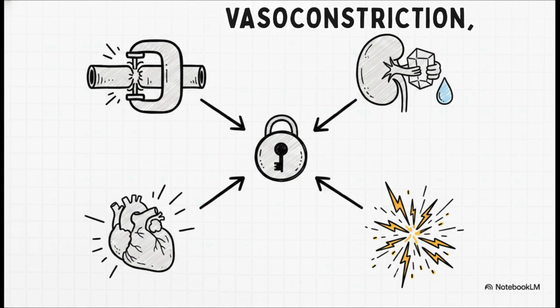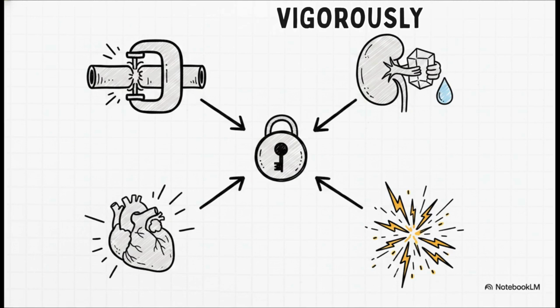First, it causes generalized vasoconstriction, which means it vigorously clamps down on your blood vessels, especially the ones in your kidneys. Second, it triggers even more noradrenaline release, tightening the whole system further. Third, it marches over to the adrenal cortex, that's the outer layer of the adrenal glands sitting like little hats on top of your kidneys, and forces it to secrete a hormone called aldosterone.